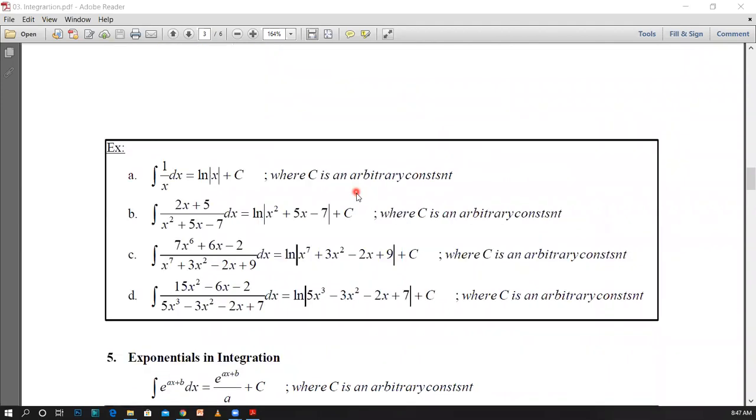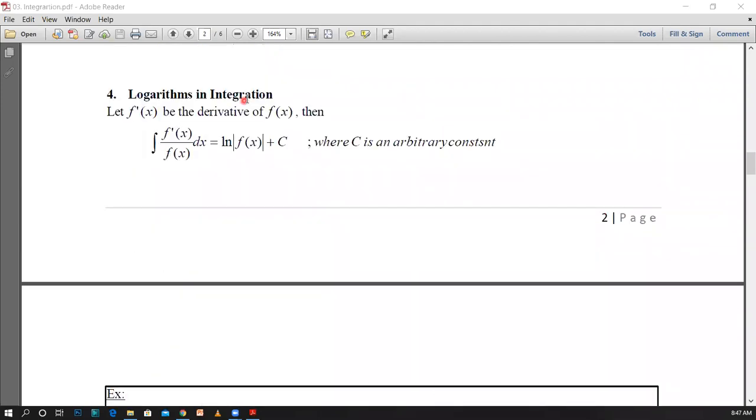Okay, the next example for logarithms in integration. If we again refresh our minds regarding the theory that we have discussed here, we need to have the derivative of the function which appears in the denominator as our numerator. Then for such a function, the integral can be obtained as ln of the function which appears in the denominator.